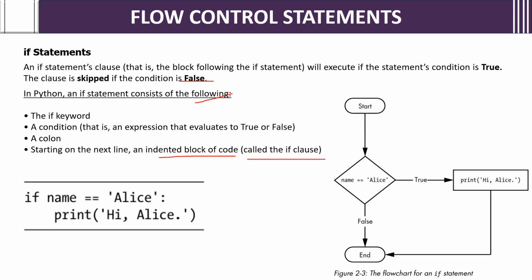Here, if name equals to 'Alice', colon, then indented, print 'Hi Alice'. See, start will be there. The condition is in a rhombus shape, right? Name equals to Alice. If it is true, then it will print Hi Alice. If it is false, it will end. That is the program. How it is written in the flowchart is also shown here.